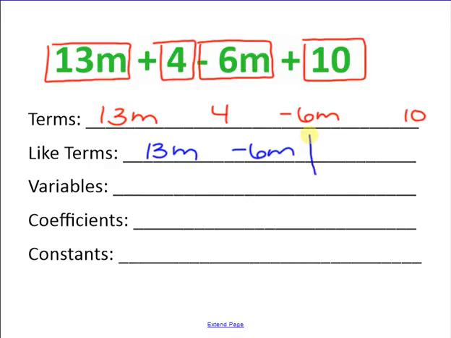I'm going to draw a line here. And we have a 4 and a 10 that match. They have the same variable, which is nothing, and they have the same exponent, which is nothing. Okay? What are our variables? Well, we just have one. It's an m. What are our coefficients? We have a 13, and we have a negative 6. And what are our constants? We have a positive 4, and we have a positive 10.